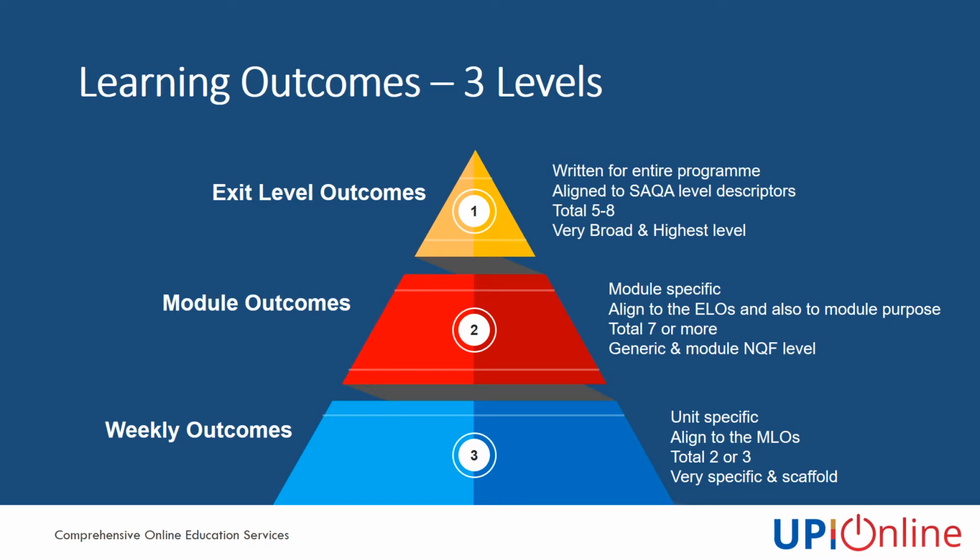Note that they are very broad statements of what a student should be able to do upon completion of the program. Second are the module outcomes. MOs are module specific. They should align with one or more of the program ELOs and also to the module purpose statement. Usually there are about 7. That's 1 MO per week of online learning.